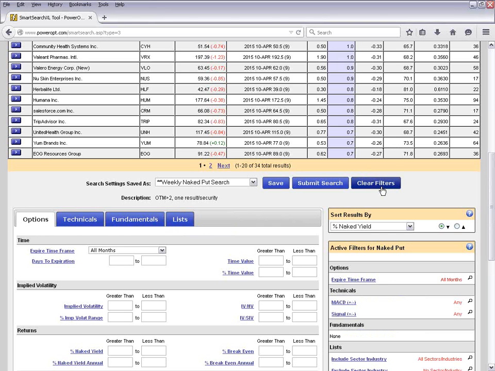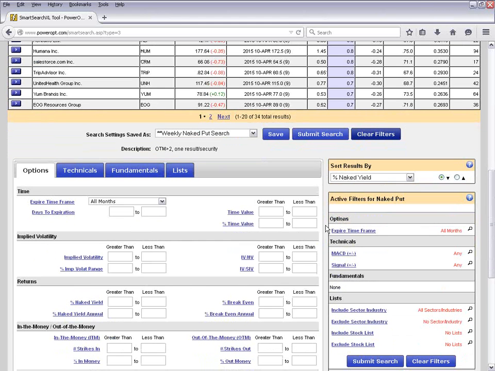What I want to do right now is clear out all the filters for our naked put menu. We're going to select all months, and we're going to ignore this week for the time being. We're going to focus on next week's expiration, the 10th of April, which is 9 days away, the full week out series.